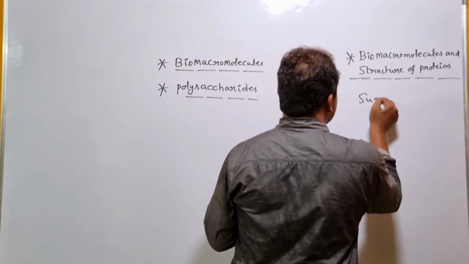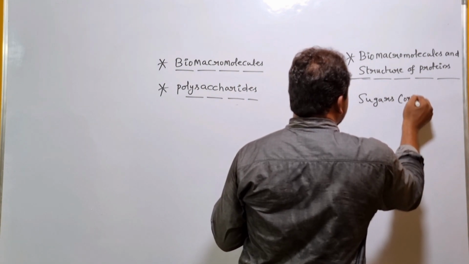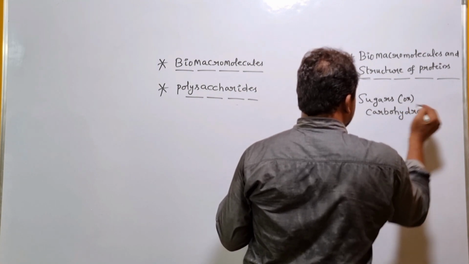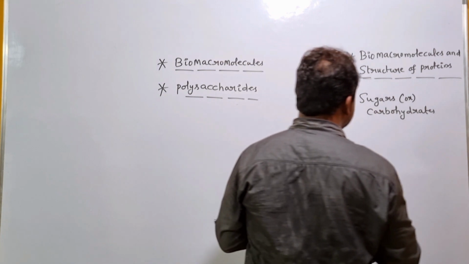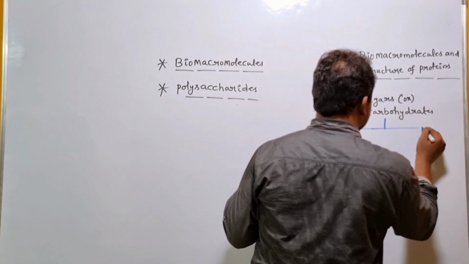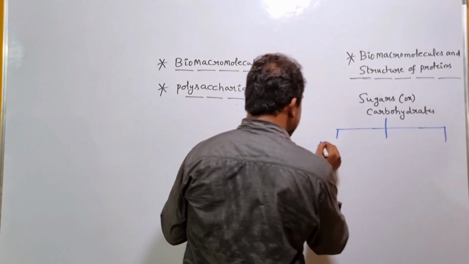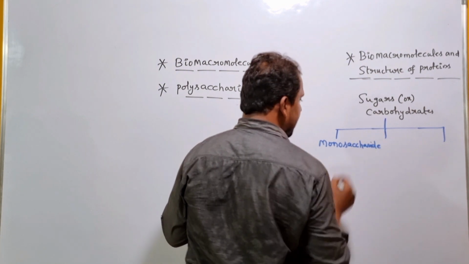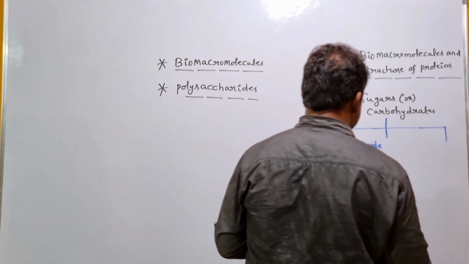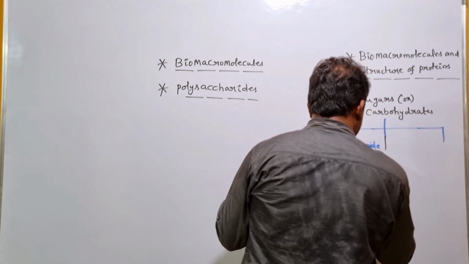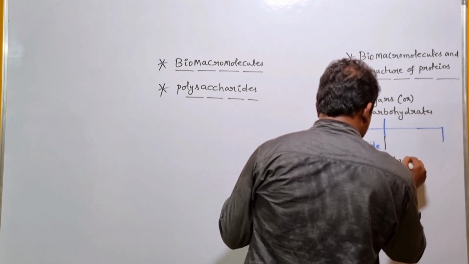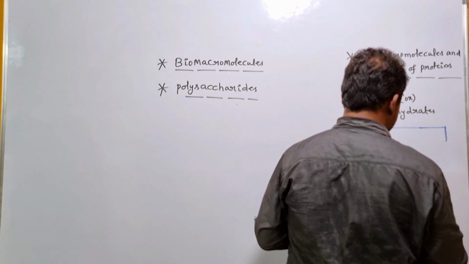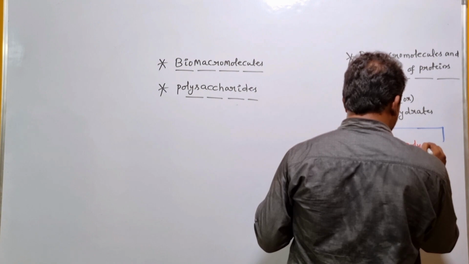Sugars or carbohydrates, they are of three different types, and these include monosaccharide, disaccharide, and polysaccharide.